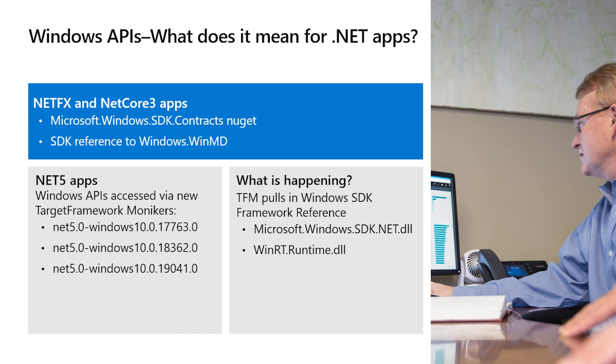What is happening under the covers? How do you actually get the API support? What does this target framework moniker mean? The target framework moniker is an optimized way that pulls in the Windows SDK framework references that are part of .NET 5. What that does is it pulls in the Windows SDK .NET projection assembly that provides all that interop support for C# to call into those Windows APIs. It also includes the WinRT runtime DLL that's required for all CSWinRT projections. So by referencing the target framework, you have all the dependencies you need to call Windows APIs from your applications.